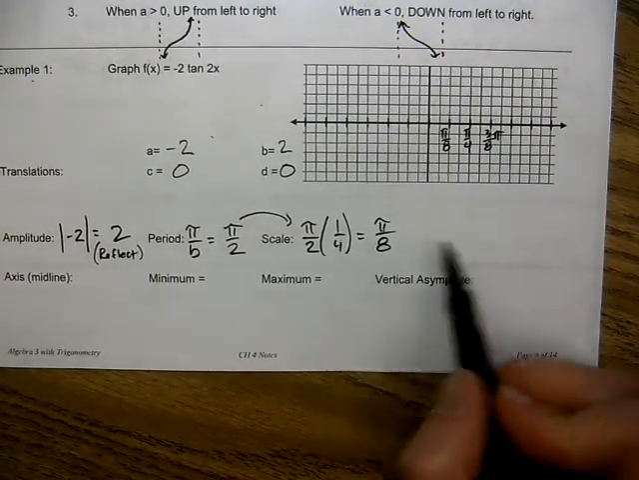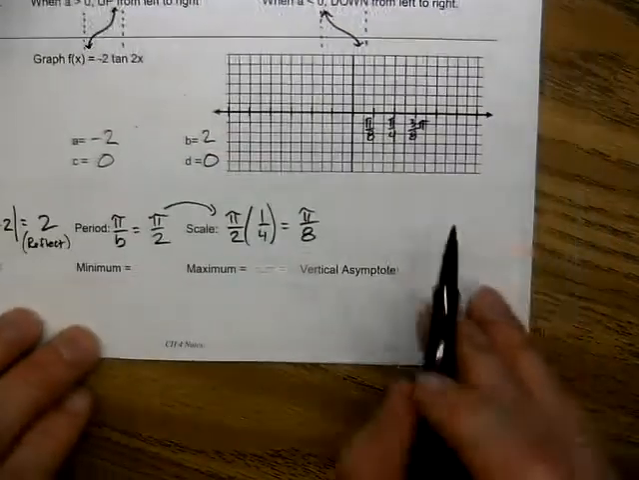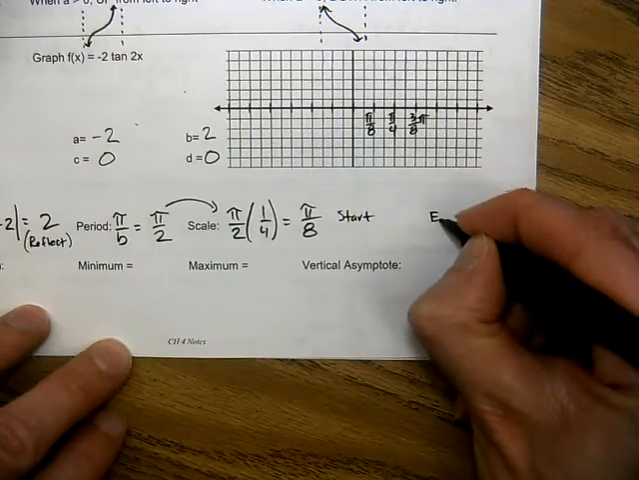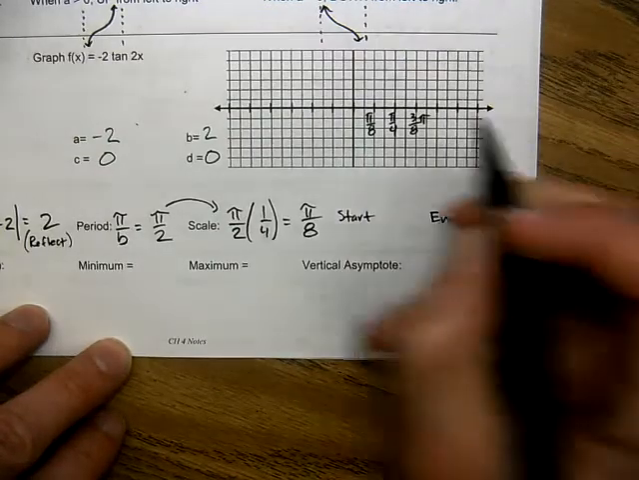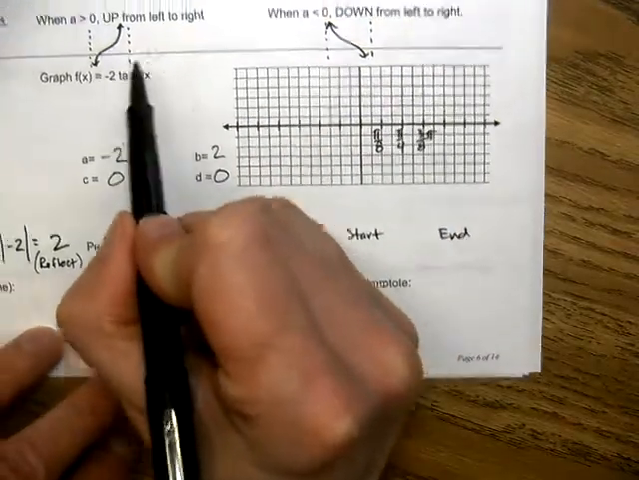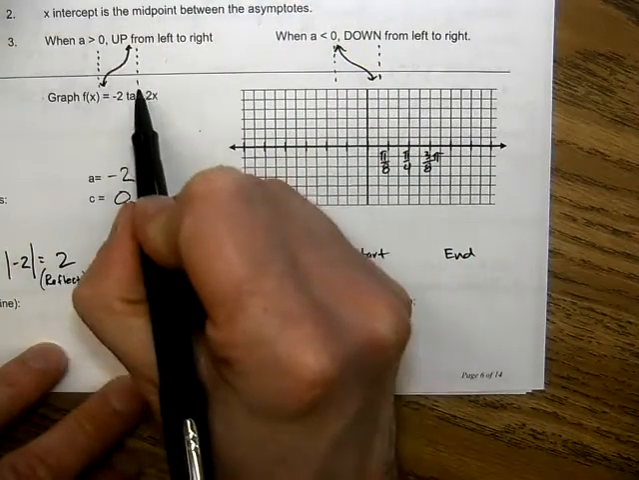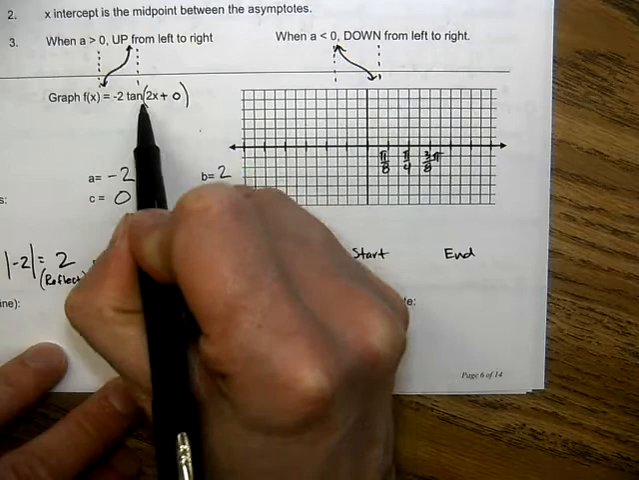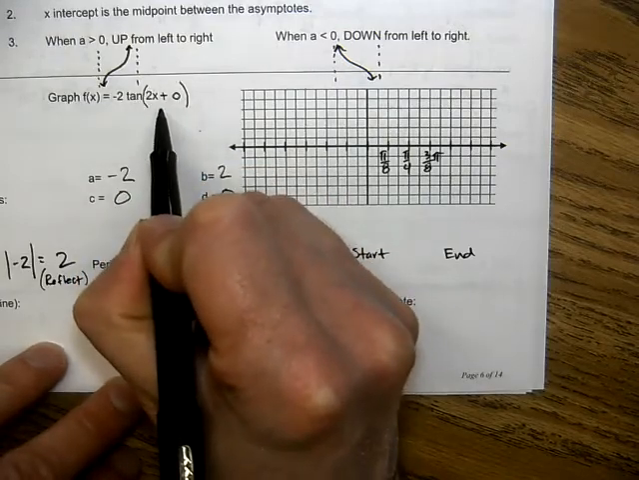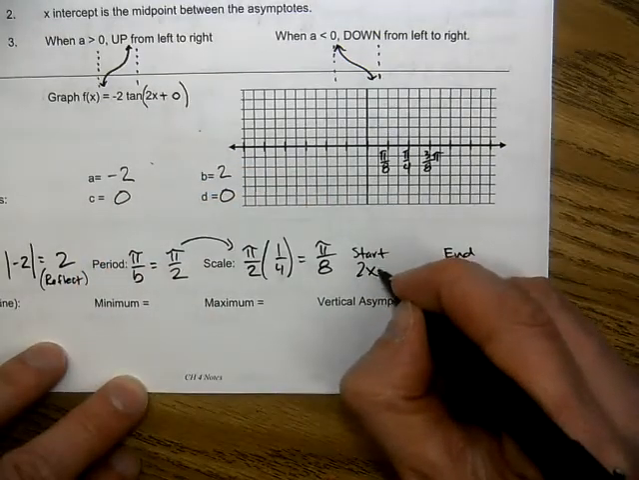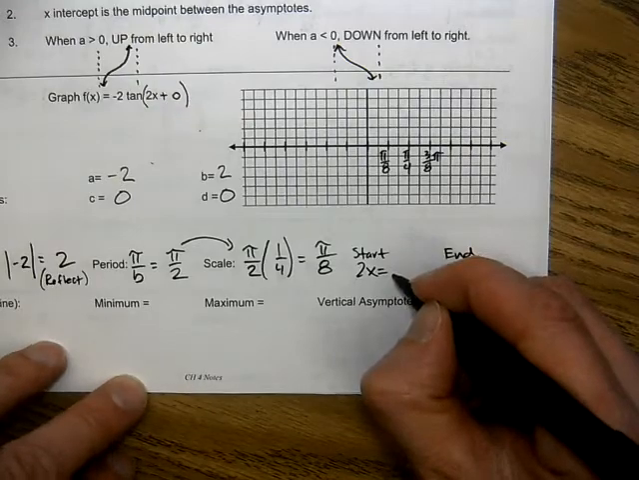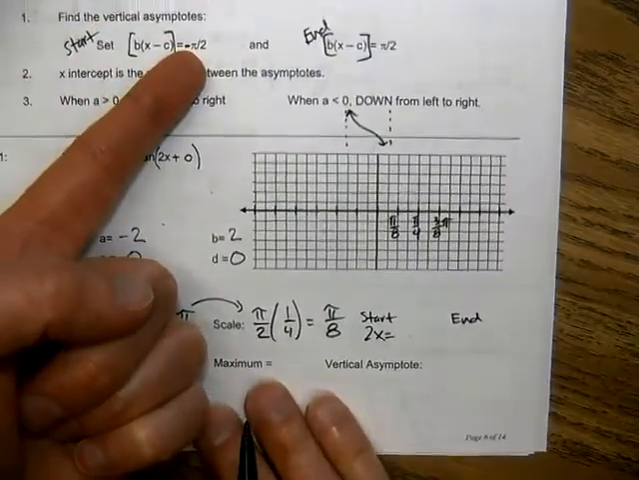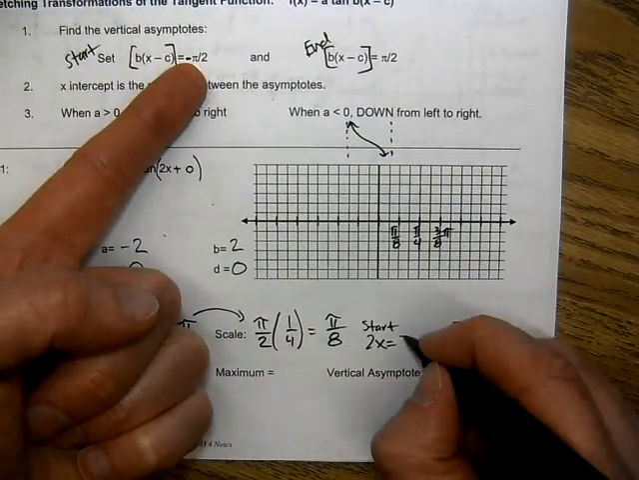Now, on the notes, I forgot to include the start and the end, so let's add them in here. So this is my starting calculation. This is my ending calculation. So to do that, take everything that's in the parentheses. Well, there is no parentheses here, but we would be talking about anything that would include the b and the c, right? In this case, it's just the 2x. And you set that equal to where the tangent function normally starts. So again, it normally starts at negative pi over 2.